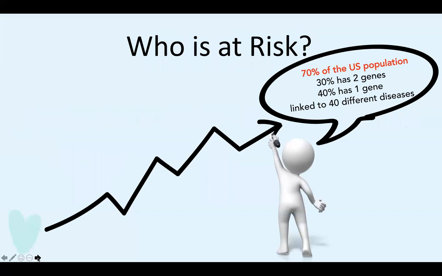So, who is at risk for having a genetic variant? 70% of the population. 70%. 30% has two genetic variants, and 40% has one genetic variant. And as I said, there's a lot of conditions associated with this risk, and it's linked to 40 different diseases.